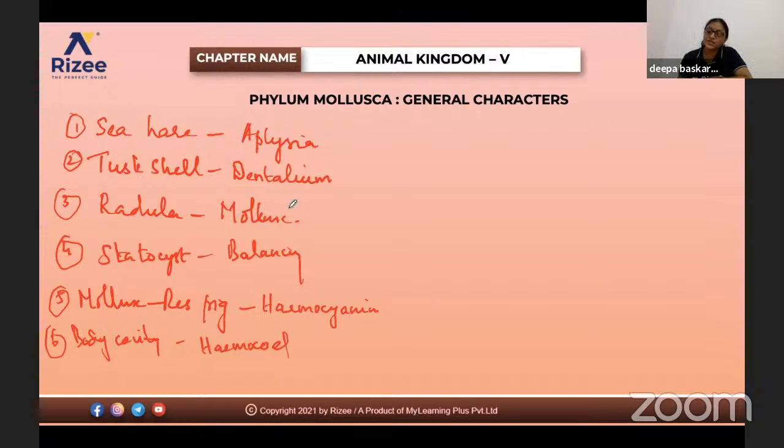The next question is, which is associated with pearl formation? Pearl is obtained from, the options given are Pecten, Astrea, Nautilus, and Pinctada. So we are getting pearls from Pinctada. And which one belongs to mollusca? Devilfish, dogfish, jellyfish, silverfish. Devilfish. Devilfish is octopus.